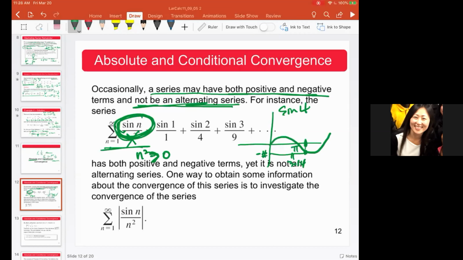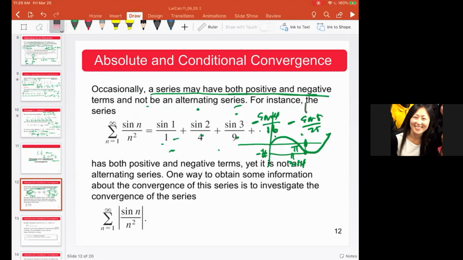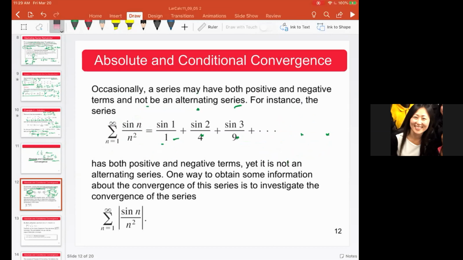So say sine 1, sine 2, sine 3 are positive, but sine 4 would be what? Negative. And then sine 5 over 25 is negative. So they are not really alternating positive, negative, positive, negative. It's like positive, positive, positive, and then negative, negative, negative. So everybody understand why this is not alternating? The sign still changes, but it's not alternating. So this is a good problem.